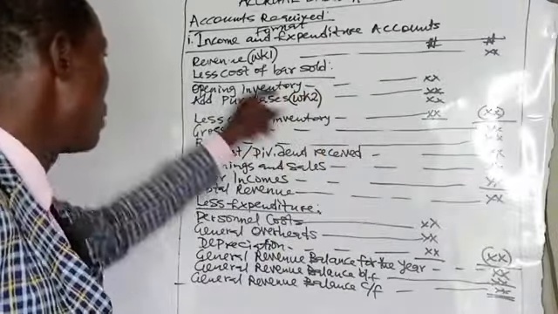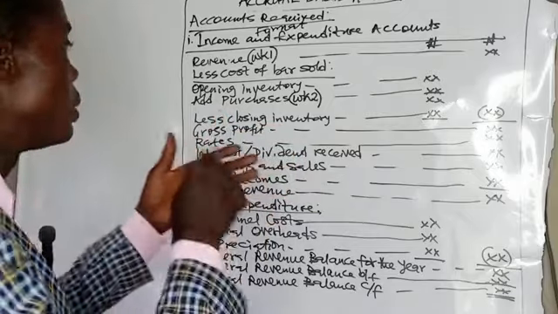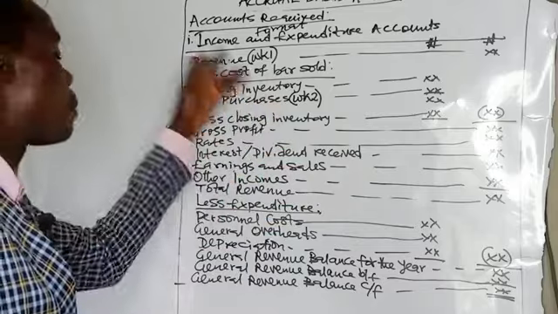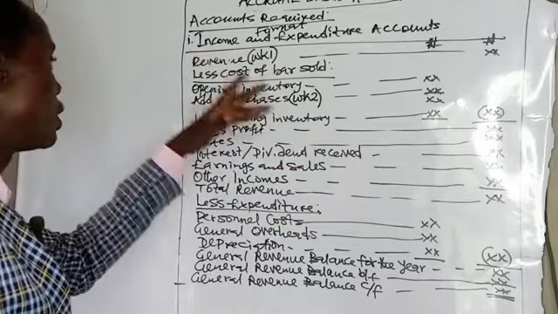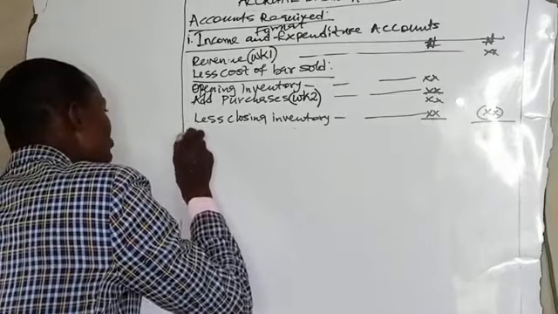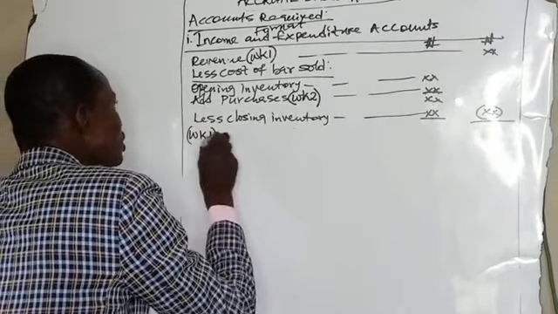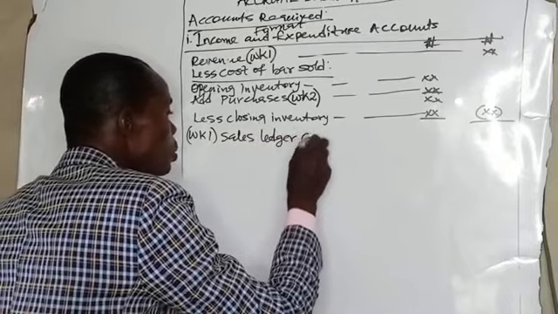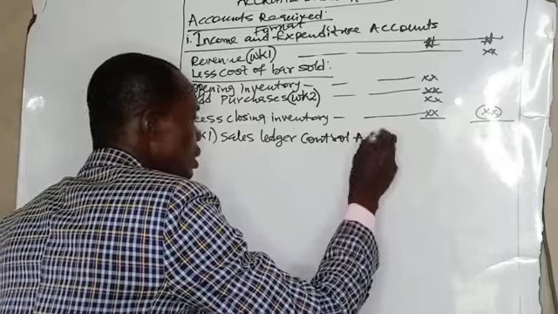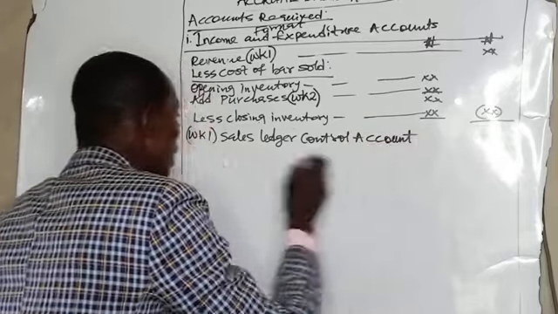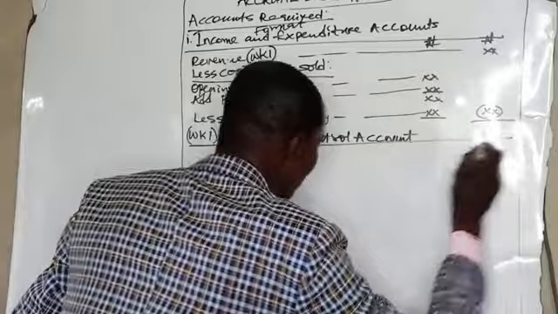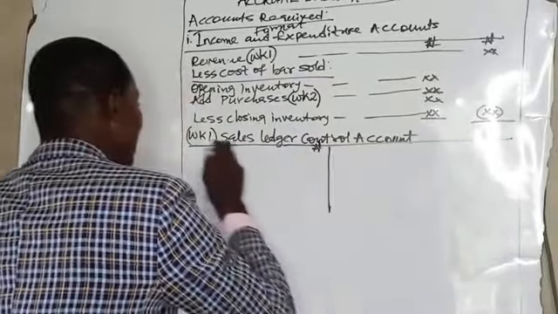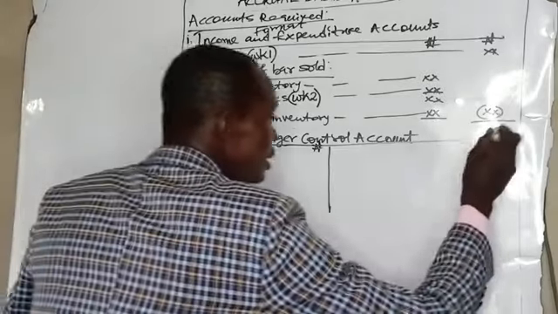That may be given. But for this one, you may be given debtors or receivables. Then you'll be given the receipt from customers. All those information will be given. Working one, sales ledger control accounts or receivable ledger control accounts. So you have the debit side and the credit side.